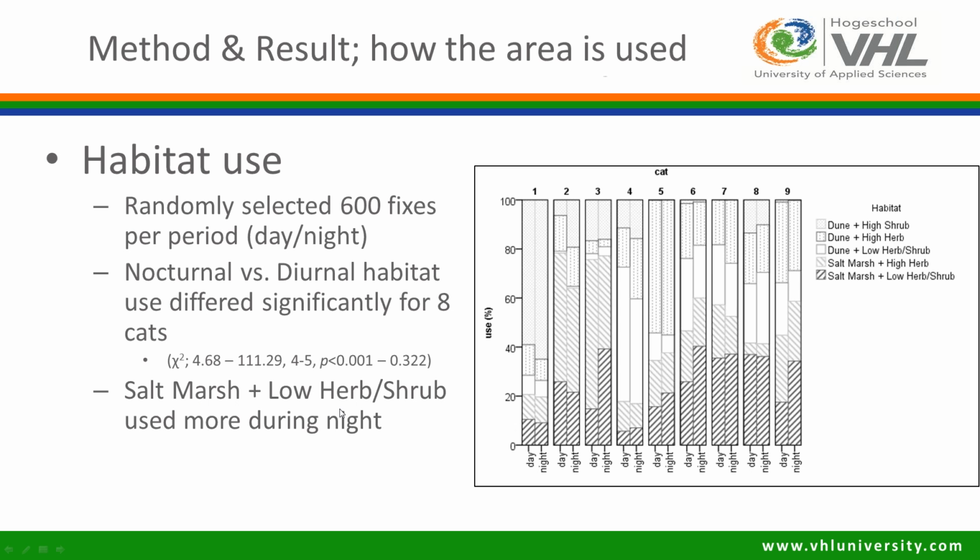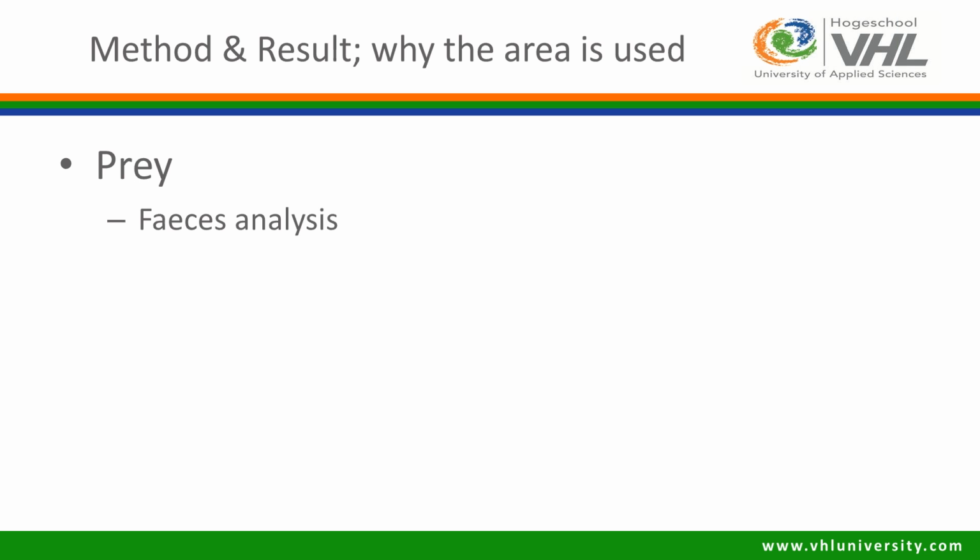Yeah, so they have a significantly different habitat use during the day and night. But if you then look at the patterns, you don't really see a clear pattern, but there are actually six cats out of these 9 that have used the salt marsh with low herbs and shrub vegetation more during the night. So that's cat 3, you see here. This one is higher, and cat 4, and cat 5, and this cat, and then this cat, and the last cat as well, cat 9. So I think they used these salt marsh with low vegetation more. But for the rest, I could not find any clear patterns.